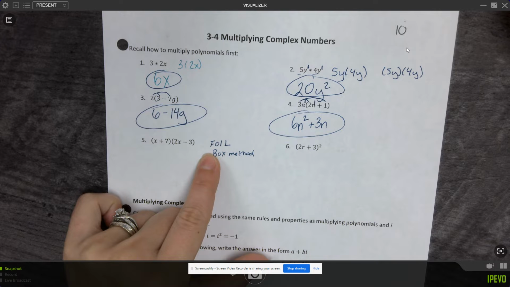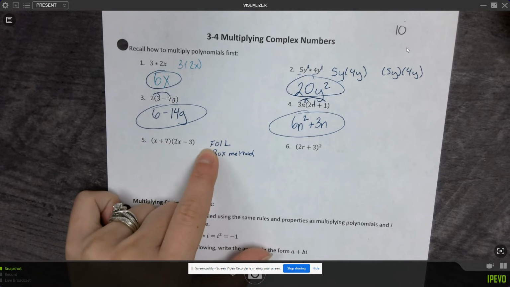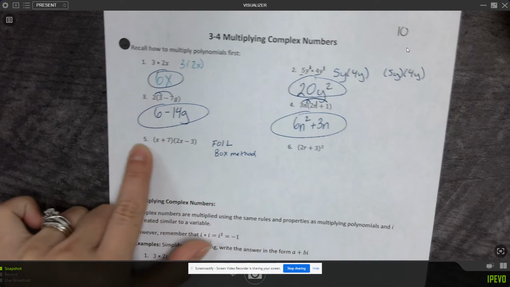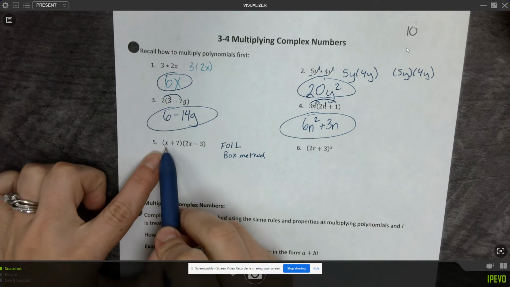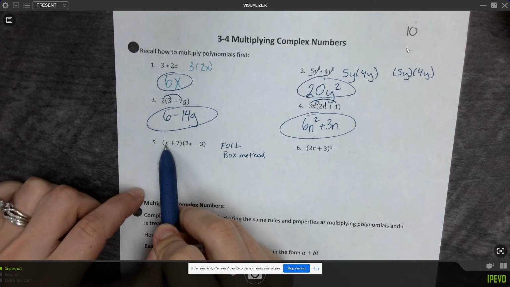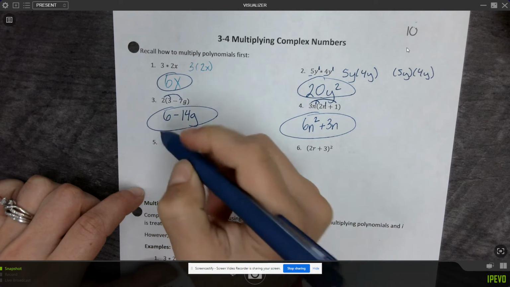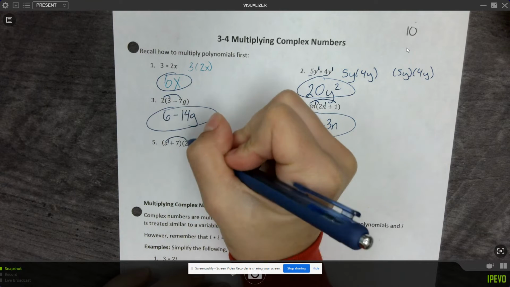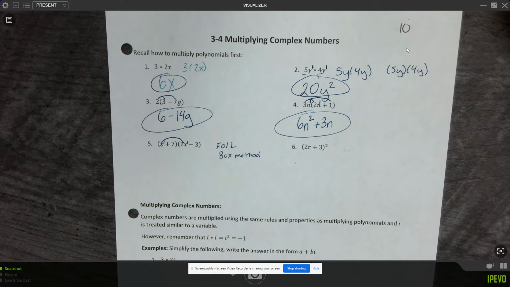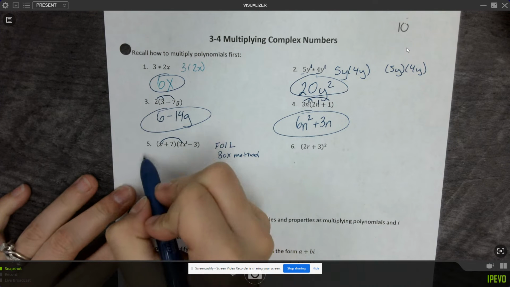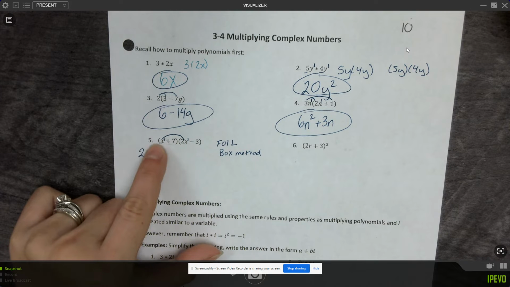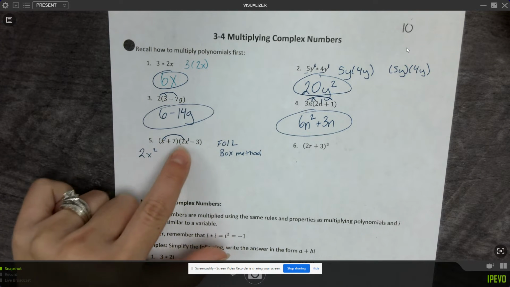So let's start with FOIL. FOIL stands for first, outer, inner, last. So when you multiply, you are going to multiply the first term in the first parenthesis times the first term in the second parenthesis. That is the whole point of the first. And you're going to remember that both of those x's have a 1 for their exponent. So x times 2x is 2x squared, because 1 times 2 is 2, 1 and 1 is 2.